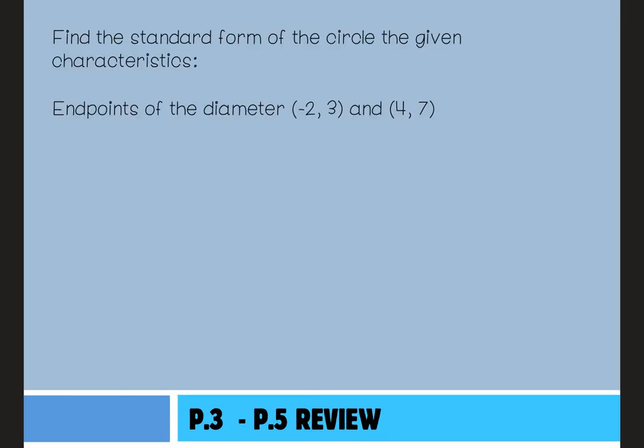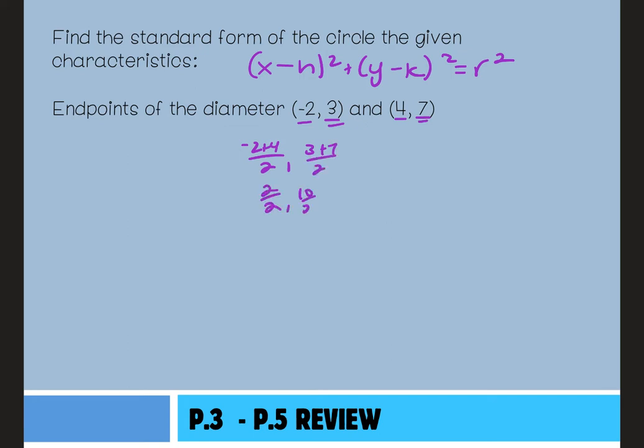All right, this one said, find the standard form of the circle given the characteristics, endpoints of the diameter. So for the center, x minus h squared plus y minus k squared equals r squared. I need my h, k, which means I need the center. I'm going to add these. Negative 2 plus 4 over 2, and then 3 plus 7 over 2. I get 2 over 2, 10 over 2, so 1, 5 is the center.